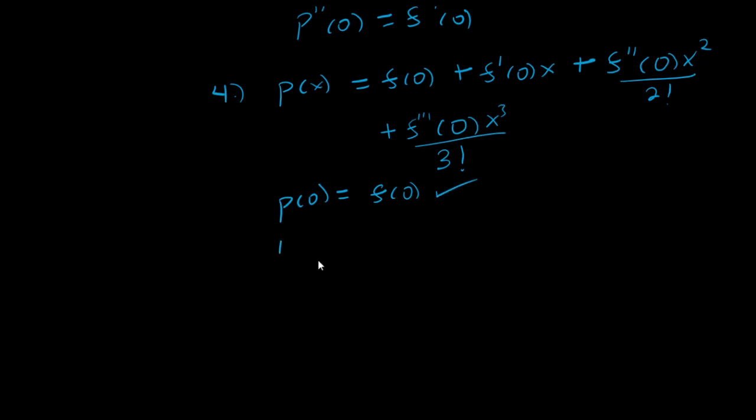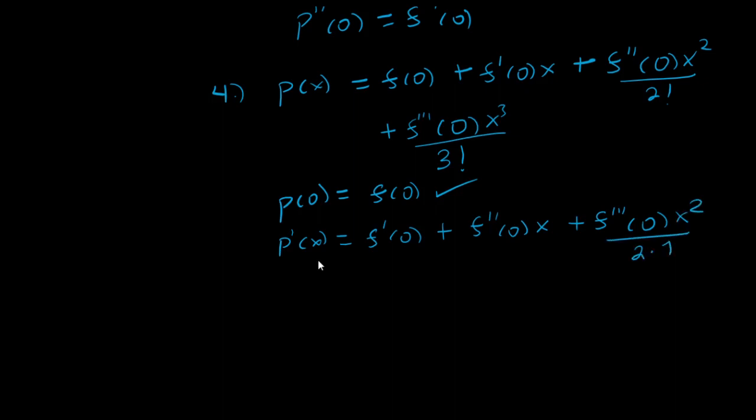Let's check the first derivative. So, this is constant. Power rule, f prime of 0, then f double prime, the 2 from the power rule will cancel, x plus f triple prime, x cubed, the 3 will cancel but a 2 will remain. So f triple prime of 0, x squared over 2 times 1. Okay, when I evaluate the first derivative, this cancels. So it's still equal, right?